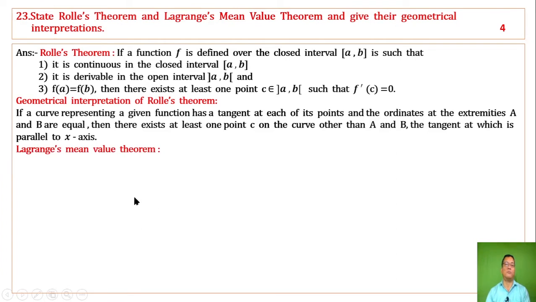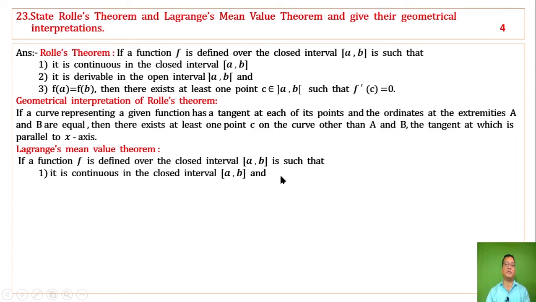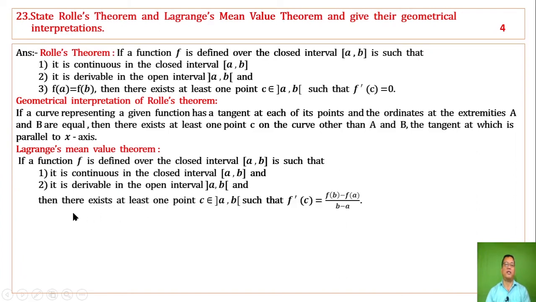Lagrange's mean value theorem. If a function f is defined over the closed interval [a, b] such that, number 1, it is continuous in the closed interval [a, b], and it is derivable in the open interval (a, b), then there exists at least one point c belonging to the open interval (a, b) such that f dash of c equal to f of b minus f of a divided by b minus a.